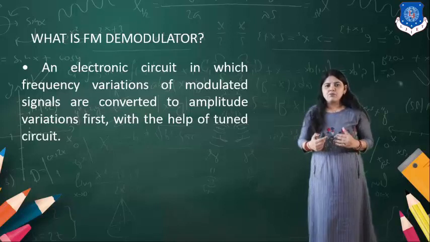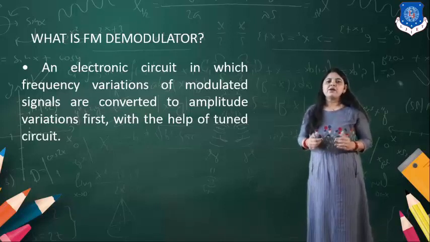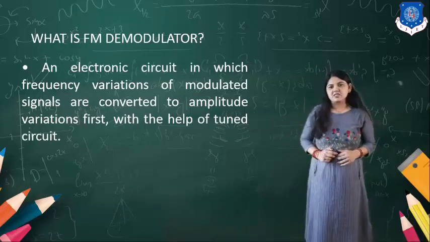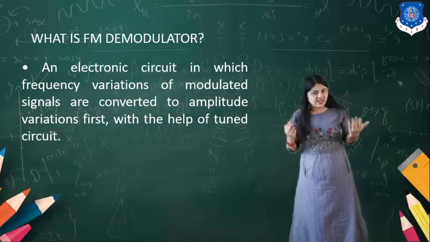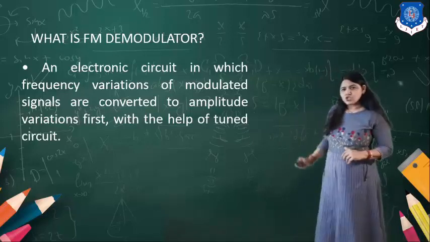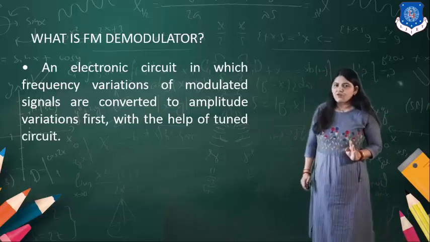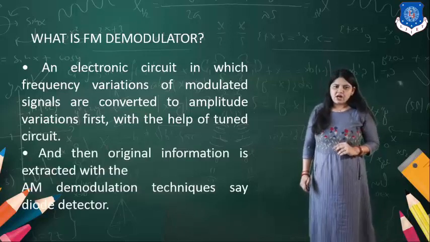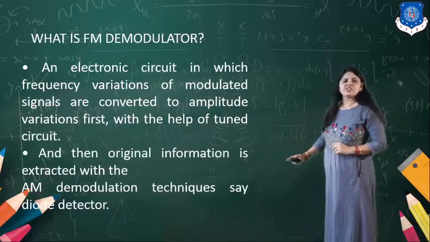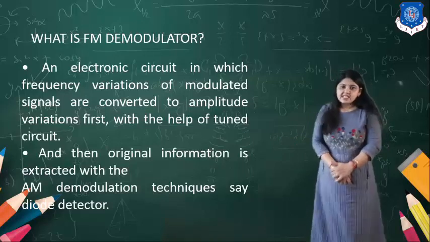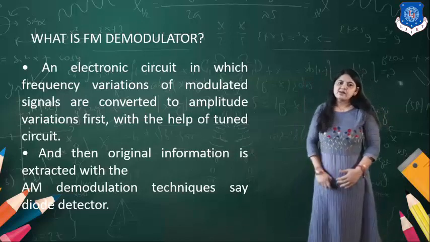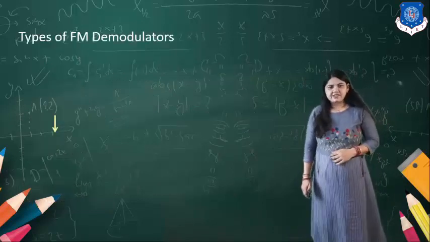So frequency variations of the modulated signals are first converted to amplitude variations with the help of a tuned circuit. As you know, in the generation of the FM wave, we also used the fundamentals of the tuned circuit, which consists of L and C components. Then the original information is extracted with an AM demodulation technique, say the diode detector.